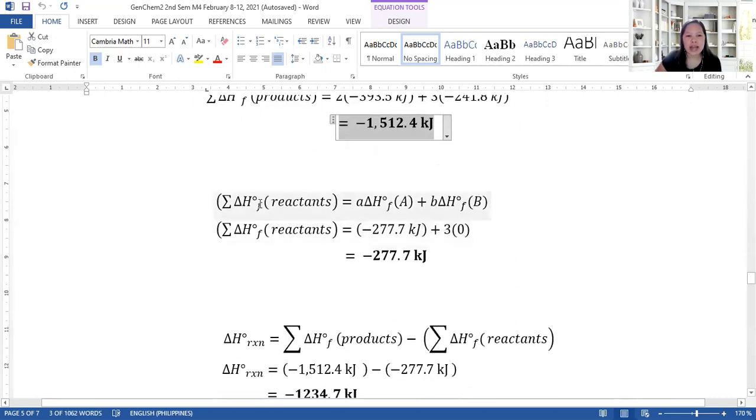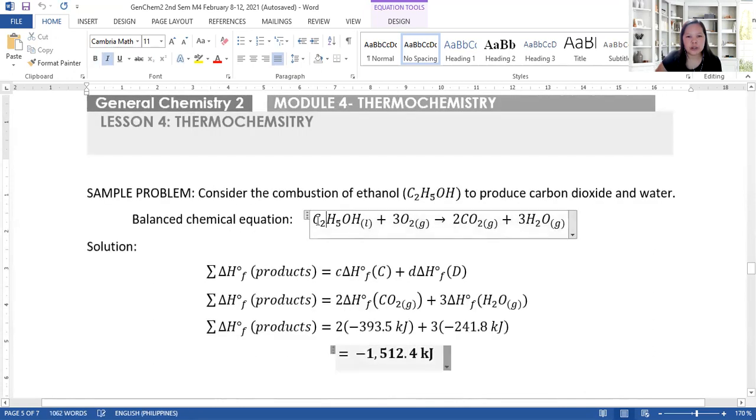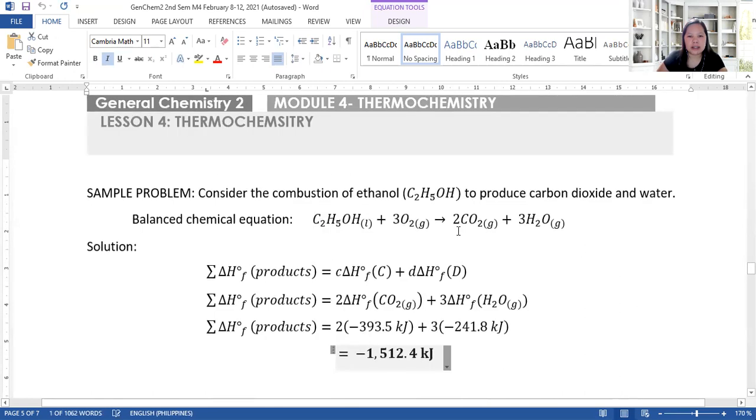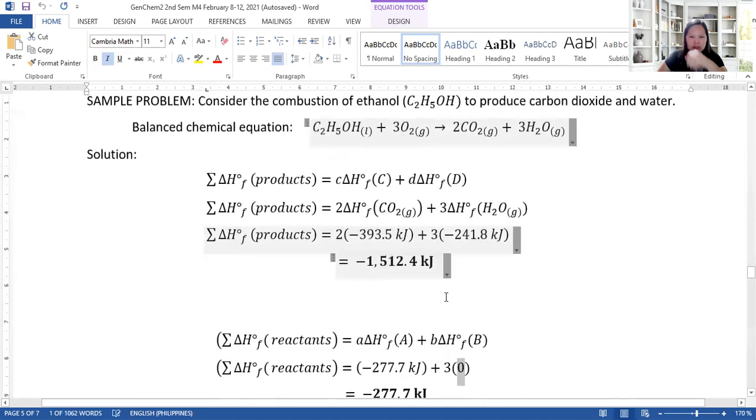And then for the reactants, we have ethanol and oxygen. For ethanol, we don't have a coefficient here, so it means that it has only one. And here the oxygen has a coefficient of 3. All right, so let's put it here. This is the value for ethanol, negative 277.7 kilojoule, plus 3 times 0, because there is no enthalpy of formation for oxygen, O2. Excuse me. All right, let's continue.